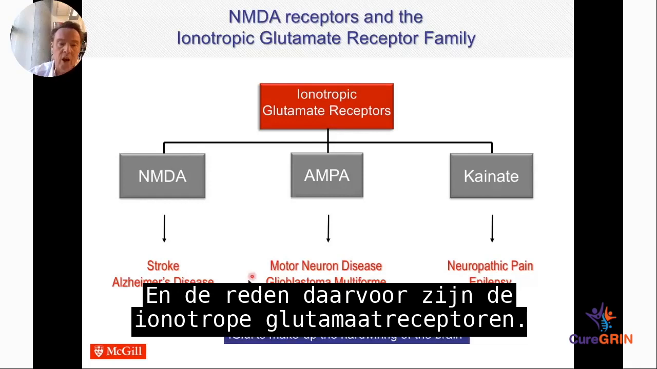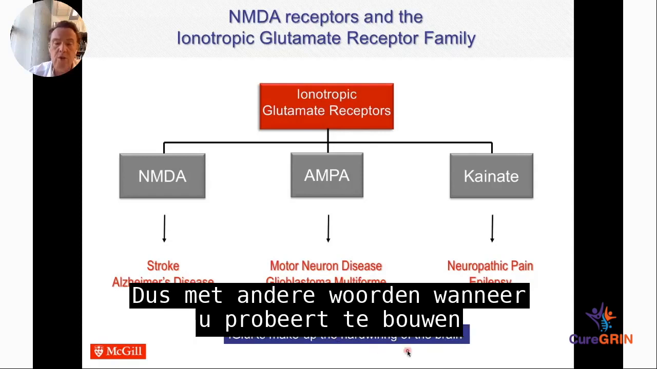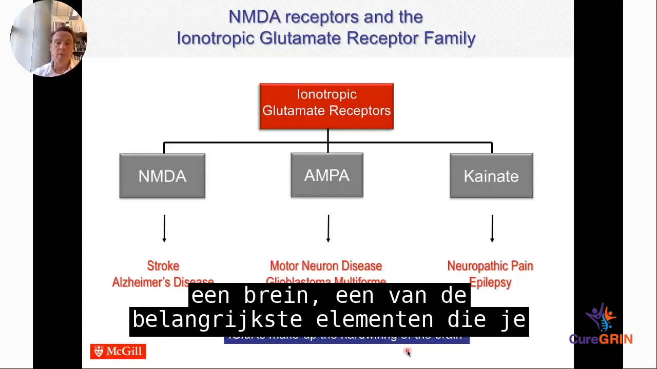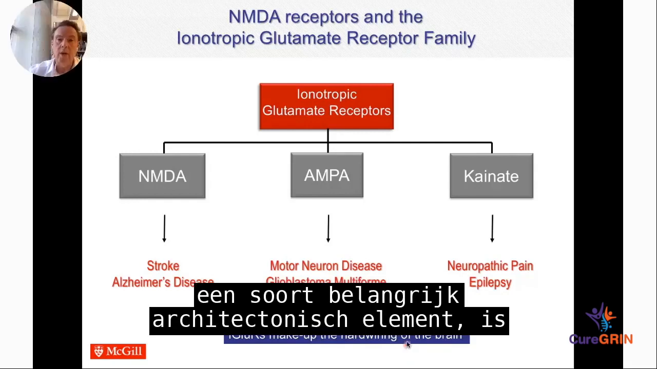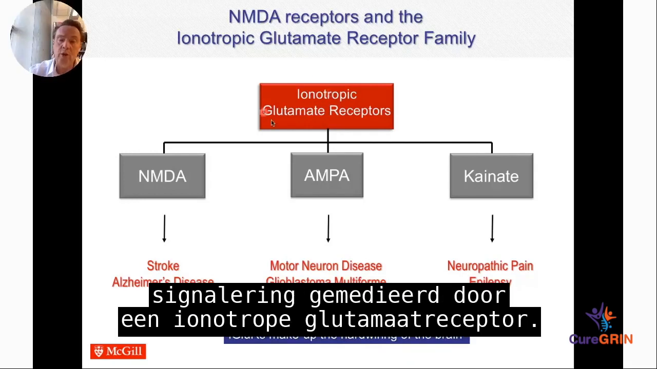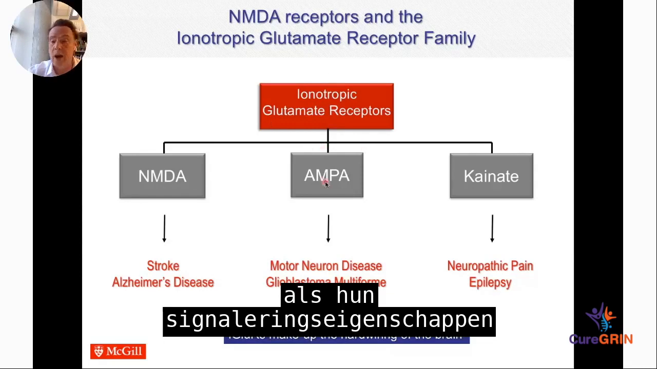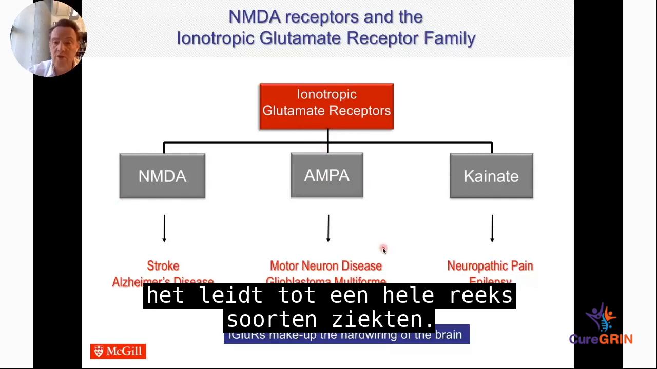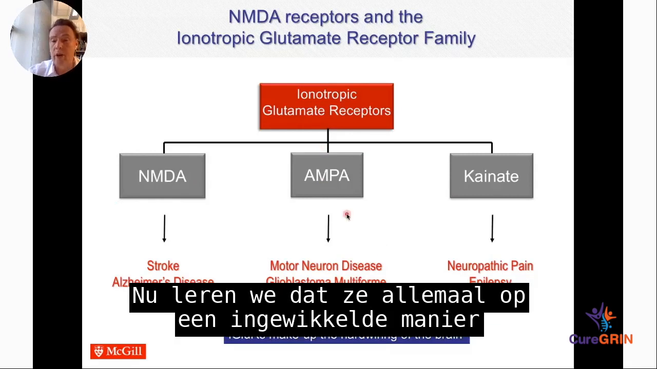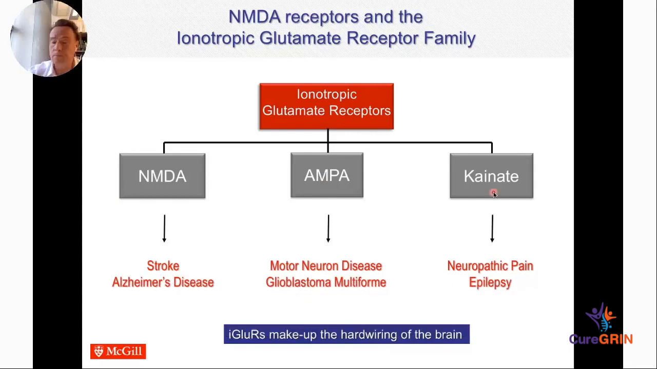And the reason for that is that ionotropic glutamate receptors actually constitute the hardwiring of the brain. So in other words, when you're trying to build a brain, one of the key elements that you have to build into that important architectural element is signaling mediated by ionotropic glutamate receptors. So if their signaling properties go awry, then it leads to a whole bunch of types of diseases. Now we're learning that they're all intricately involved in neurodevelopmental disorders.